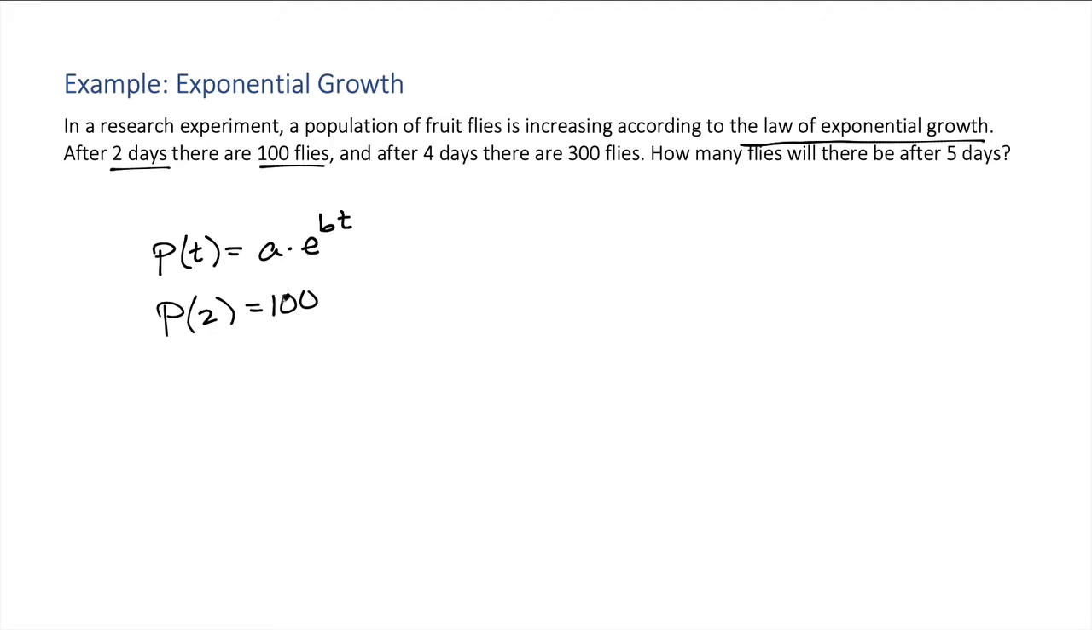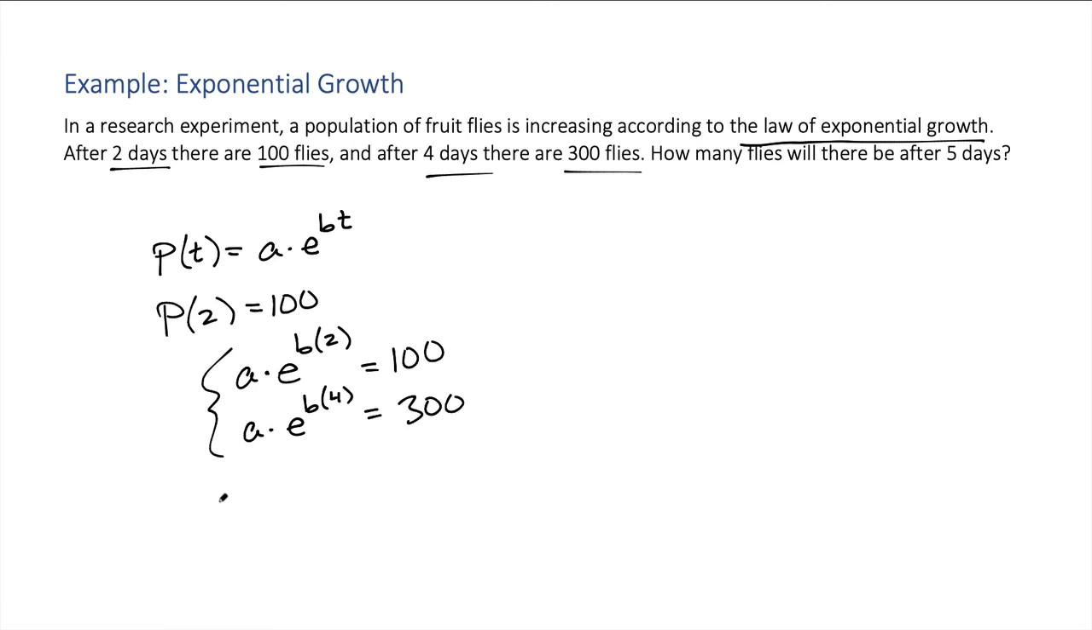Well, then that means I can go ahead and plug that into this formula. I get a times e to the b times 2 equals 100. And I know that after 4 days, there are 300 flies. So a times e to the b times 4, because after 4 days, there are 300 flies. So this gives me a system of equations that I could use to solve for both a and b.